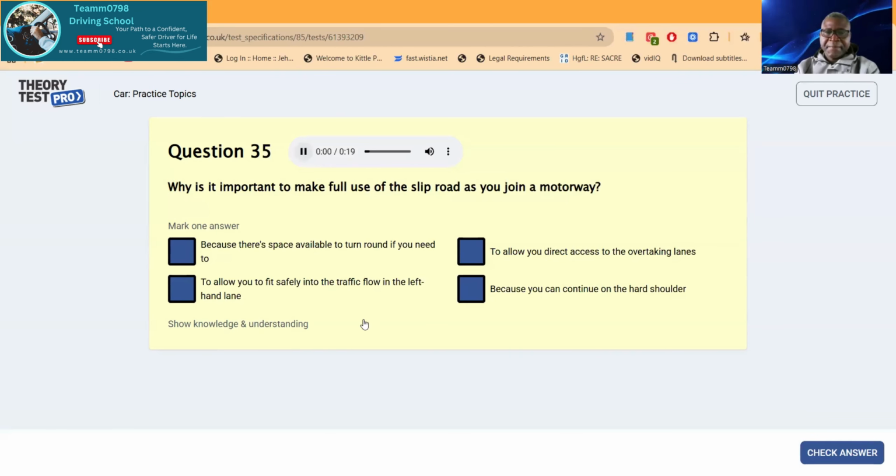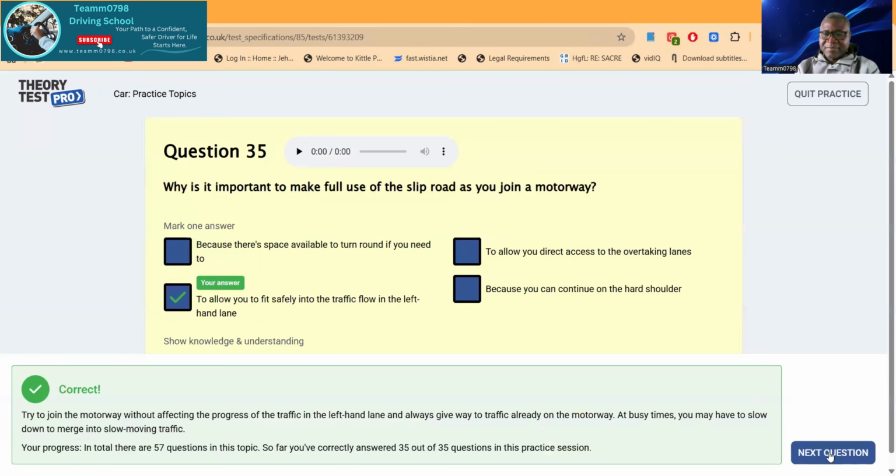Why is it important to make full use of the slip road as you join a motorway? Because there's space available to turn round if you need to. To allow you direct access to the overtaking lanes. To allow you to fit safely into the traffic flow in the left-hand lane. Because you can continue on the hard shoulder. All these other answers are wrong. The one in the green is the correct answer. Okay.